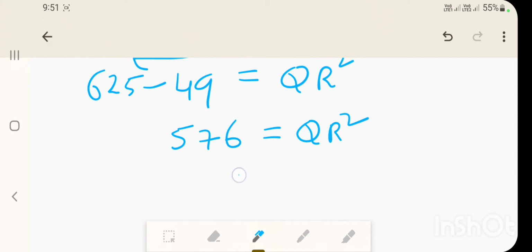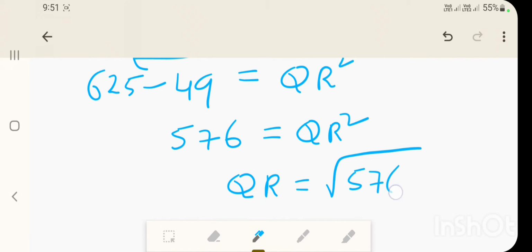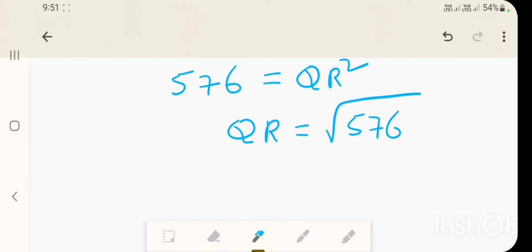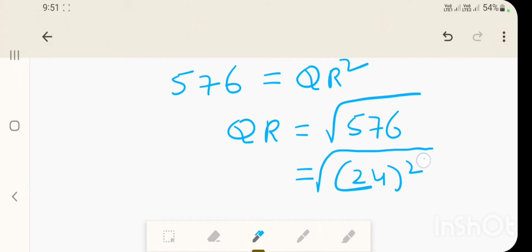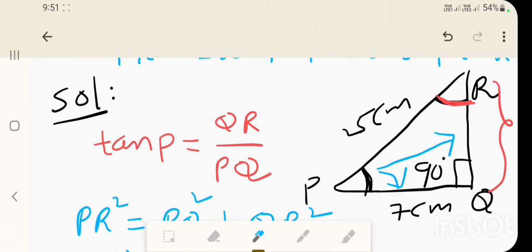Now what we want here is to calculate QR, so we take the square root on the left hand side, that is square root of 576. This is also one of the important square roots, that is 24, 24 square. If you want another step, we can add here that 24 square is nothing but 576. This square and square root will get cancelled, and we get 24. So QR is 24 centimeters. Okay, so we got the side opposite to P as 24 centimeters.